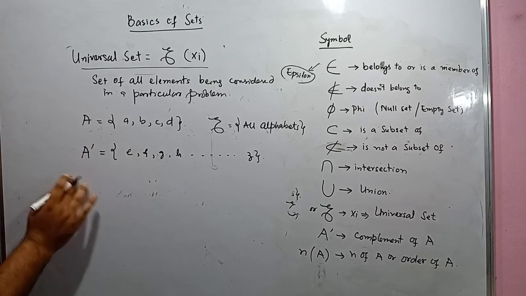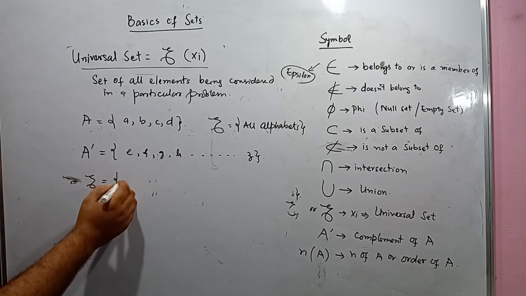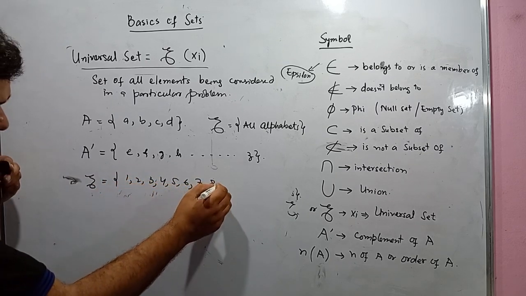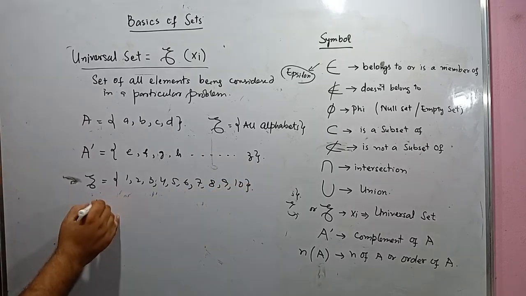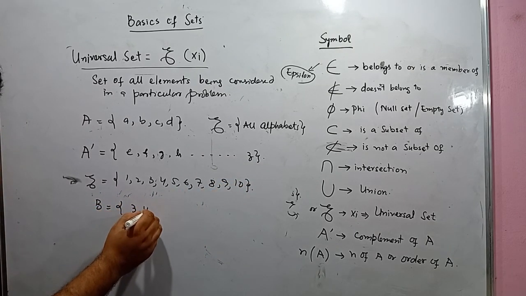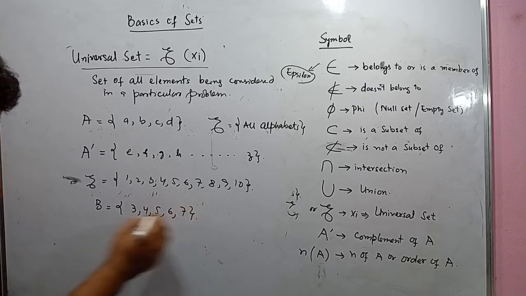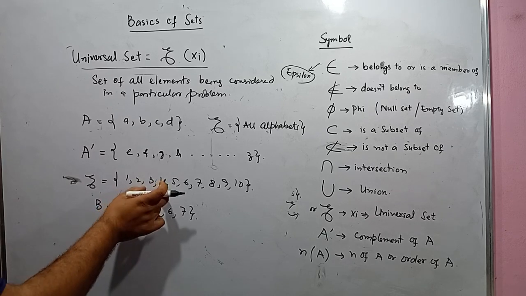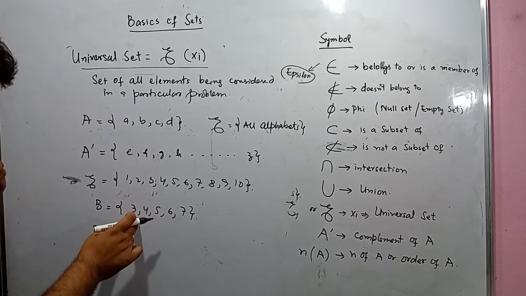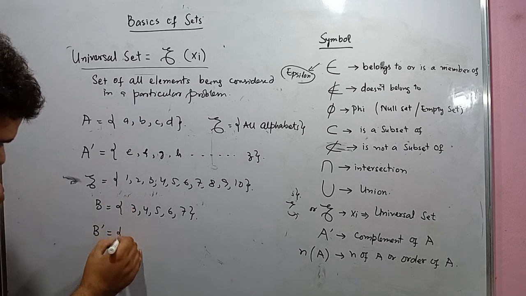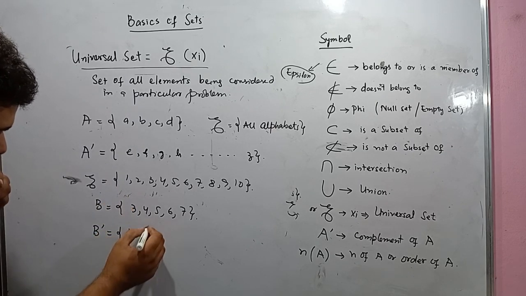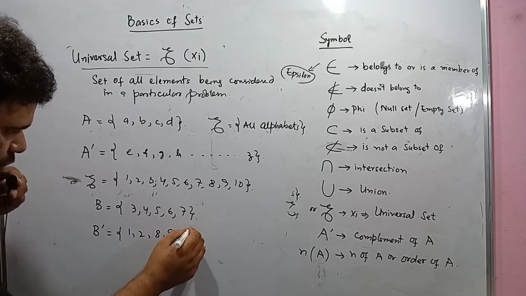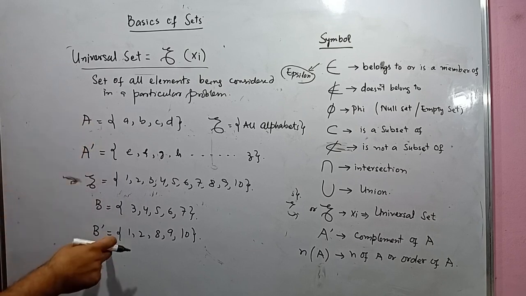For example, the universal set is 1, 2, 3, 4, 5, 6, 7, 8, 9, 10. And set B is 3, 4, 5, 6, 7. What is the complement of B? Complement of B is those elements of the universal set which are not in B. You can see here 1 is not in B, 2 is not in B, and 8 is not in B, 9 is not in B, 10 is not in B. So this is the complement of B.